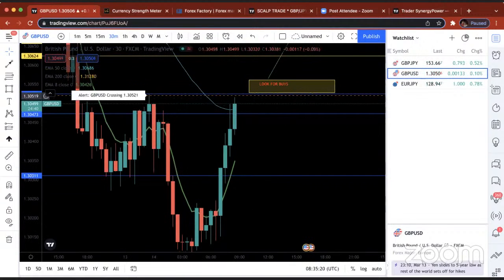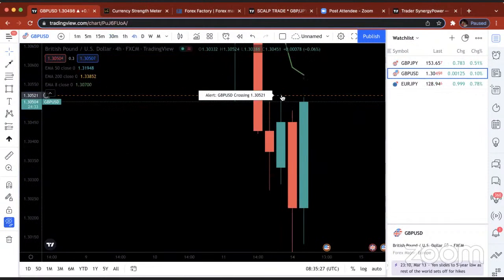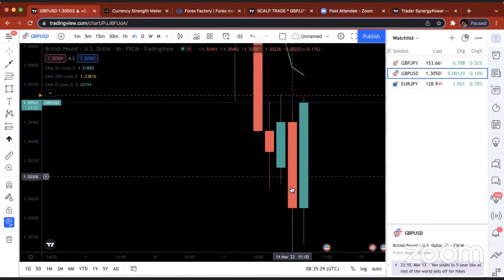This is an area of rejection, so it might reject right off this blue line perfectly. You see the 4 hour? We got this wick here and it rejected and dropped. We need to break that area.